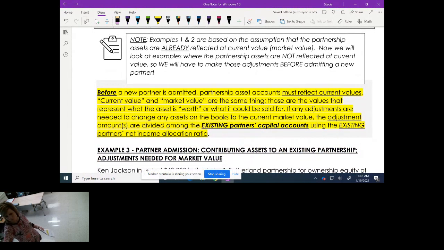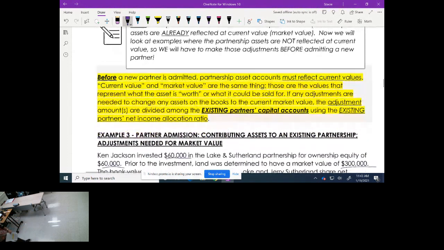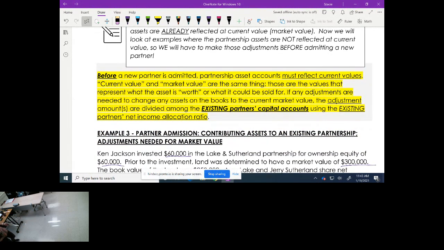So before a new partner is admitted, partnership assets must reflect current values. Current and market are the same thing. It's what you could sell something for. What's it worth? What would somebody pay you for it? So if there are any adjustments you have to make to an asset, you're going to split it amongst the partners based on their income allocation ratio, which would be that remaining net income kind of thing. It's either equal or it's got some kind of ratio.